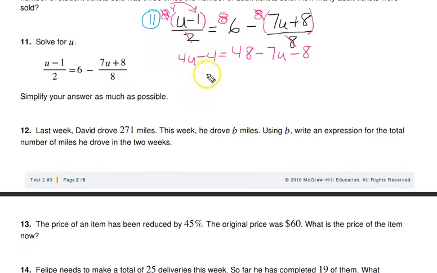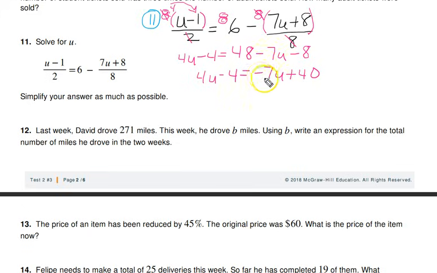Now we're going to combine like terms. We get 4u minus 4. I'm going to subtract 8 from this, and I'm going to have negative 7u. Subtracting 8 from this leaves me with a plus 40. So I've set it up with a variable term, a constant, a variable term, a constant. Now I want all my variables to be positive if I can.